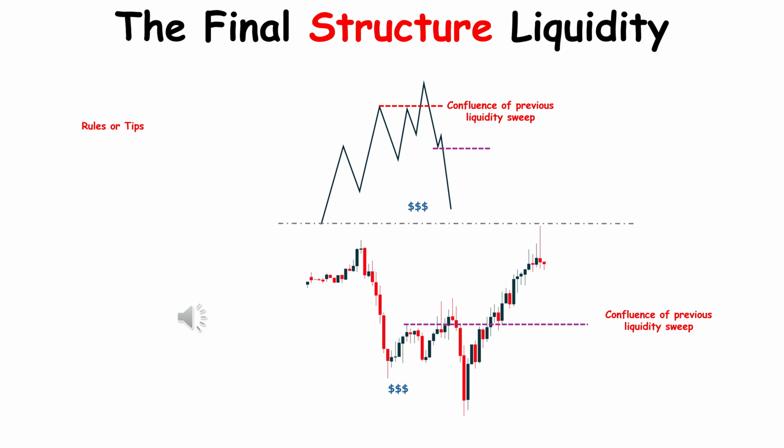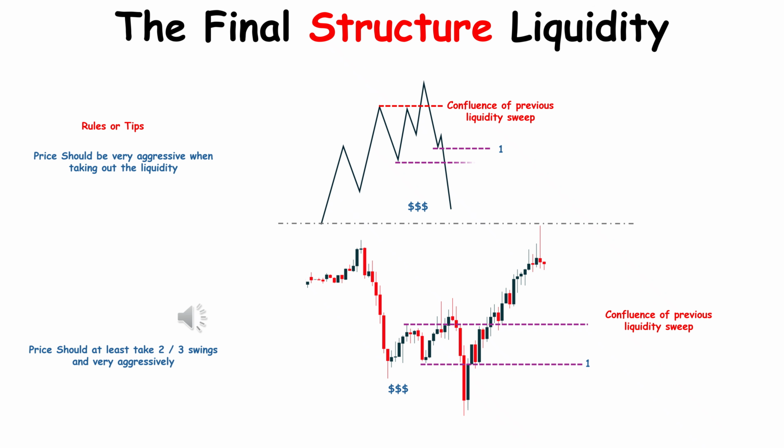Now let's talk about one of the most powerful setups in trading, the final structure liquidity sweep. This is where smart money makes their last move to trap traders and grab liquidity right before the real direction begins. So here are the key rules to identify it. Price must be aggressive when taking the liquidity. This means strong, fast moves, not a slow grind. Price should take out at least 2 or 3 previous swing points. This confirms that smart money is sweeping real liquidity, not just creating noise.